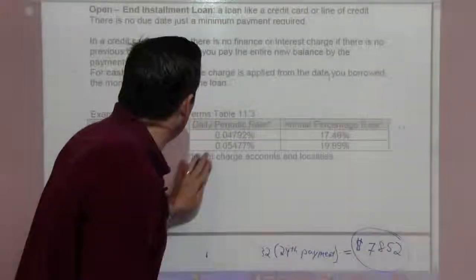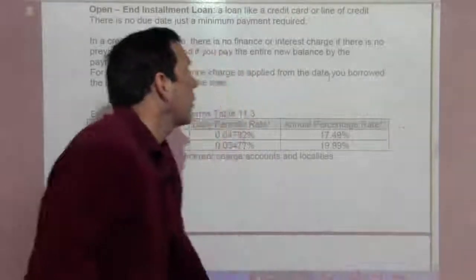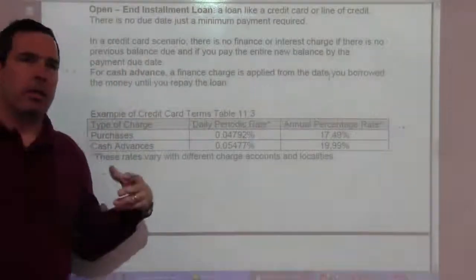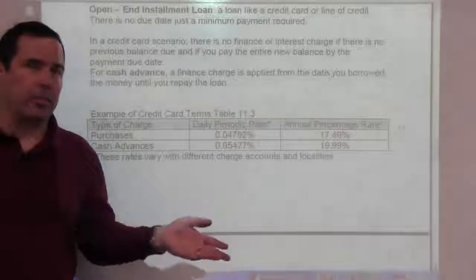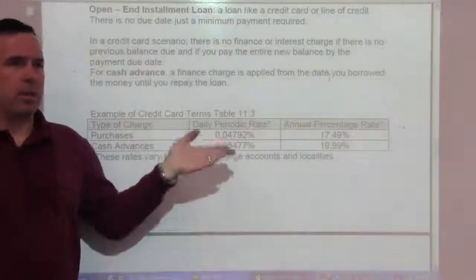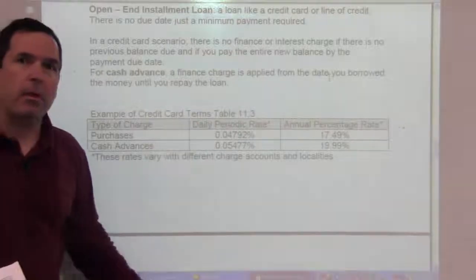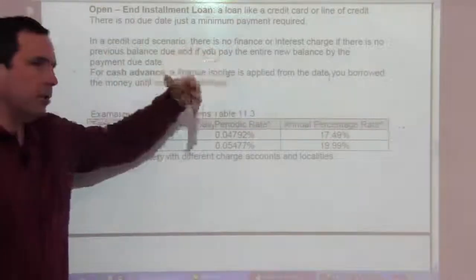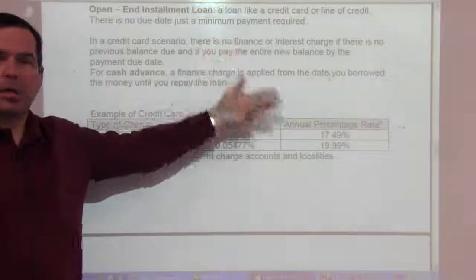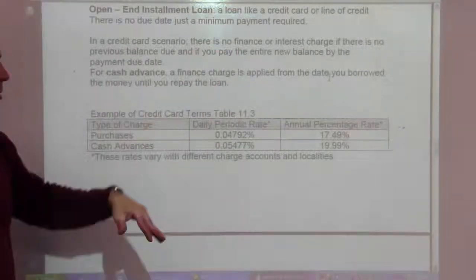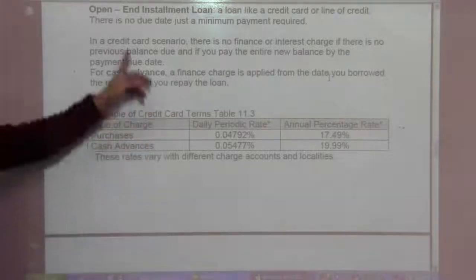Now, an open-end installment loan would be a loan like a credit card or a line of credit. I mentioned a home equity line of credit. It was real popular back before the housing crash. Say you owe $200,000 on your house and it's worth $400,000. You can get a line of credit of maybe $100,000, and then you could just buy stuff. People bought boats and other things, cars, and then the housing crashed, and we all know the story there.